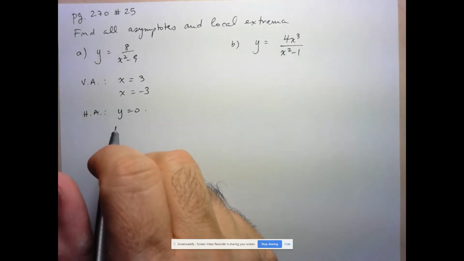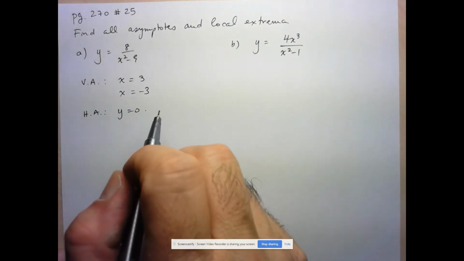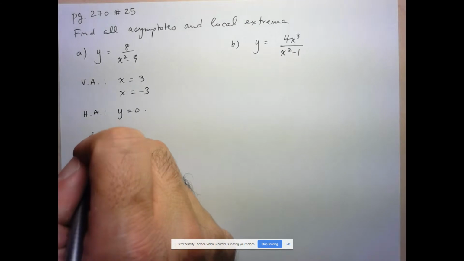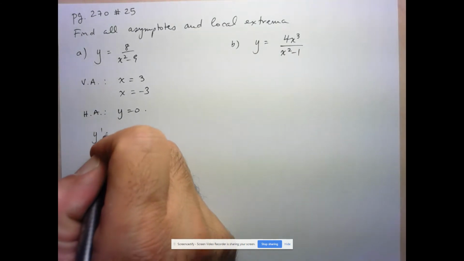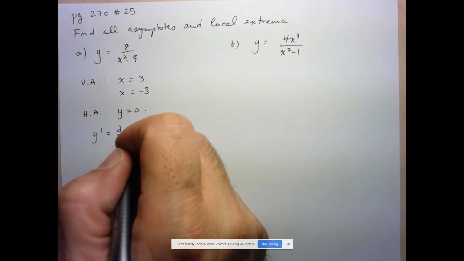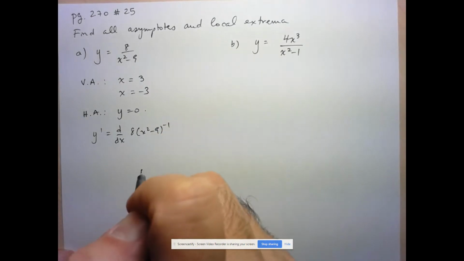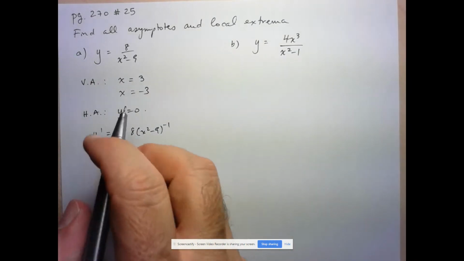So let's now go to finding the critical points in order to determine any local extrema. And of course, we do that by finding the zeros of the derivative. So let's start by finding the derivative here. So I'm going to consider this as the derivative of 8 times (x squared minus 9) to the -1. Okay, use the chain rule instead of the quotient rule.